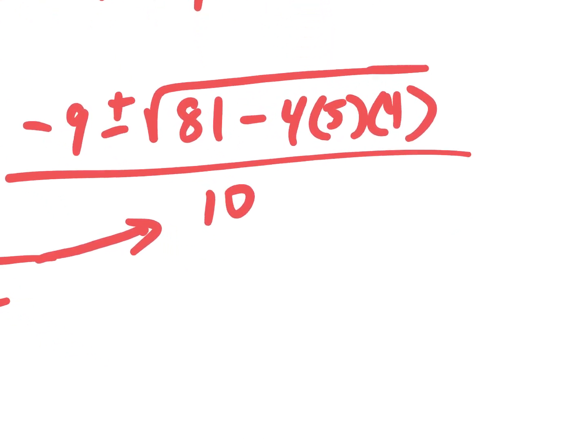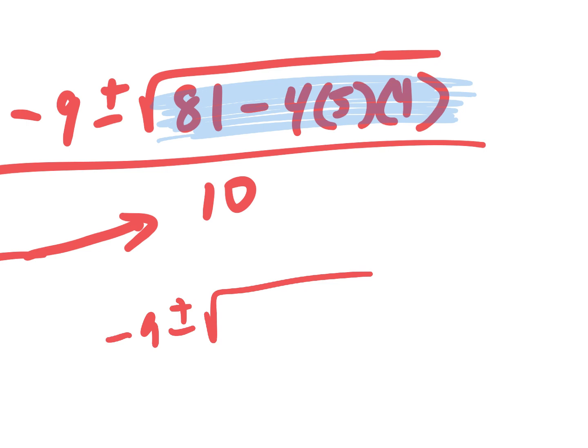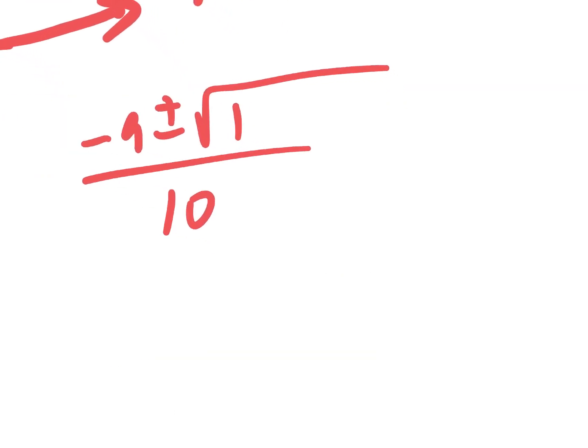Okay. If you can get this far, you're so close, but you just have to not screw up this part that I said was the most common place to make mistakes. Did you say negative 9 plus or minus the square root of 20 times 4 is 80, so it's 1? Did you have 1 there? Nice. All over 10. Now, another really common mistake is to forget that the square root of 1 actually is a thing. What's the square root of 1? It's just 1. So now it's negative 9 plus or minus 1 over 10.